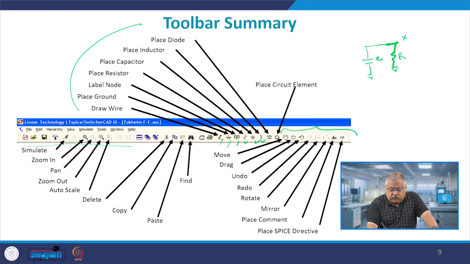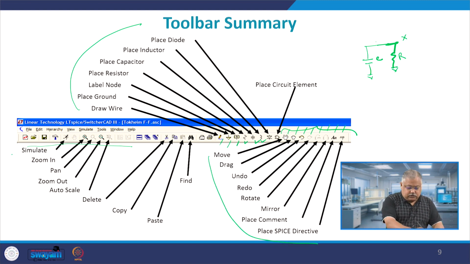So, if you look at this one is basically move, then this is drag, then if you want to undo this, this is the redo, right. You want to rotate it, you can rotate it, you can mirror it, and then you can actually use place comments and you can actually do spice directives also in this case. So, we have learned this as well.